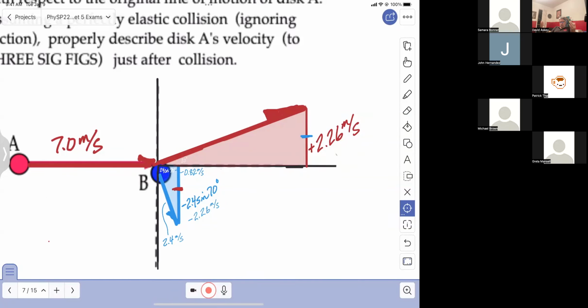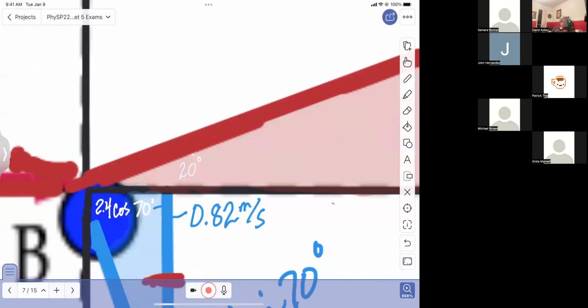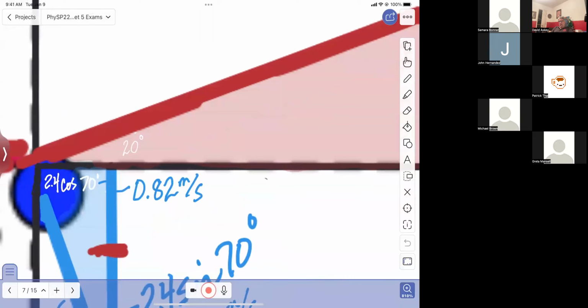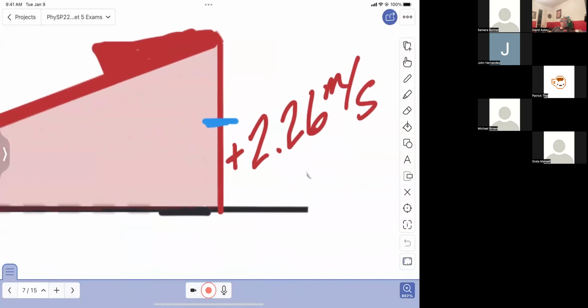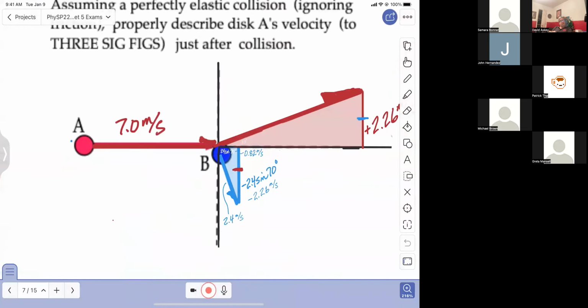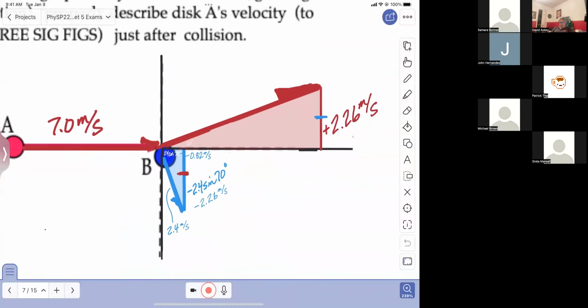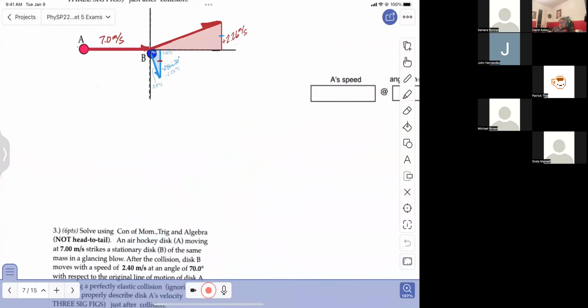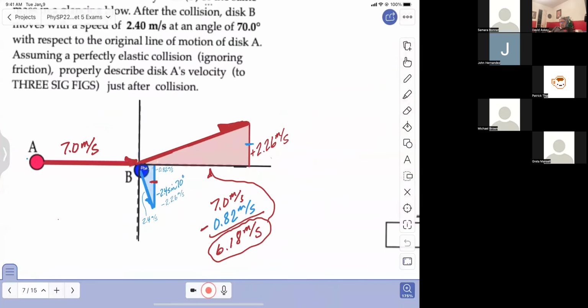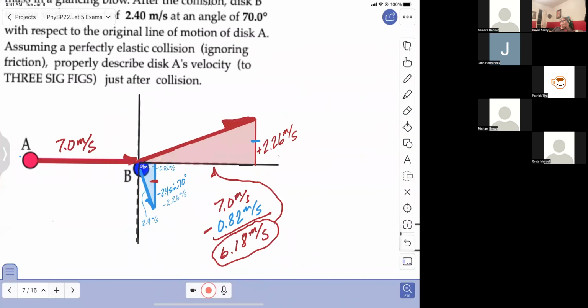They add to 0. Okay, so now I know the angle is 20 degrees, the red angle, and I know that opposite side is 2.26. So I can use that to find the adjacent side. And that's what I'm doing here. Oh, you know what I did? I didn't do that. There's two ways of doing this.